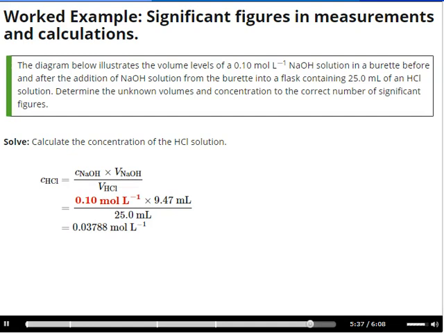As calculated, the answer 0.03788 moles per liter contains four significant figures. Therefore, to obtain two significant digits, the final number should be rounded off at the second significant digit. In this case, the digit following the 7 is greater than 5, so the 7 will be rounded up to an 8. Therefore, the final answer is 0.038 moles per liter.